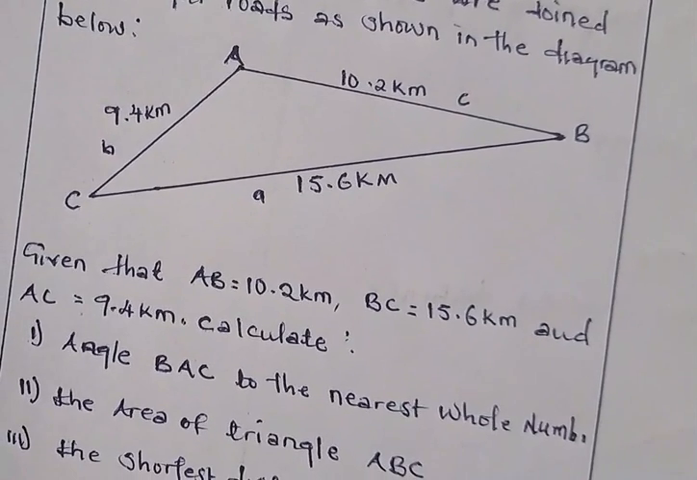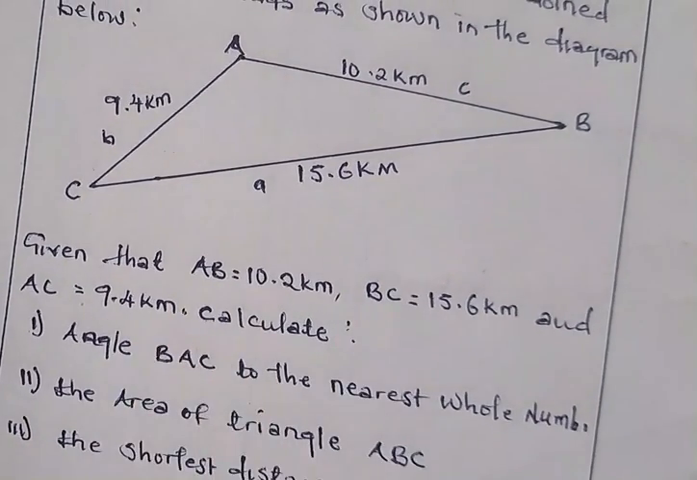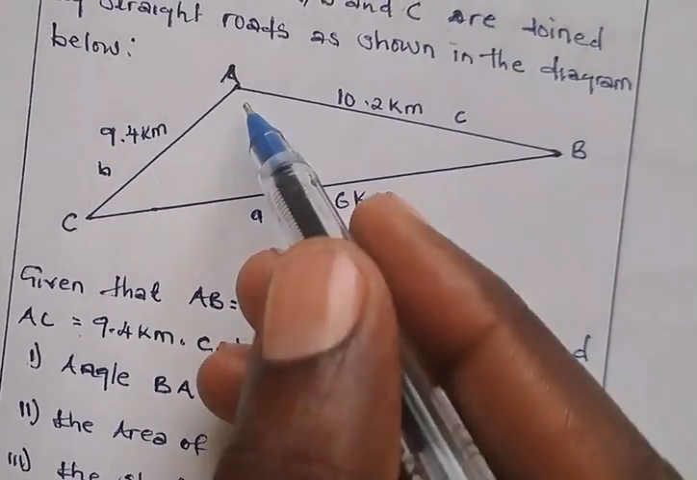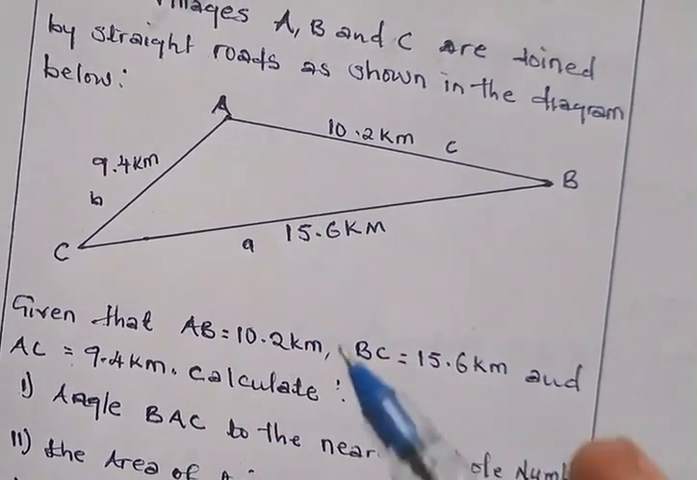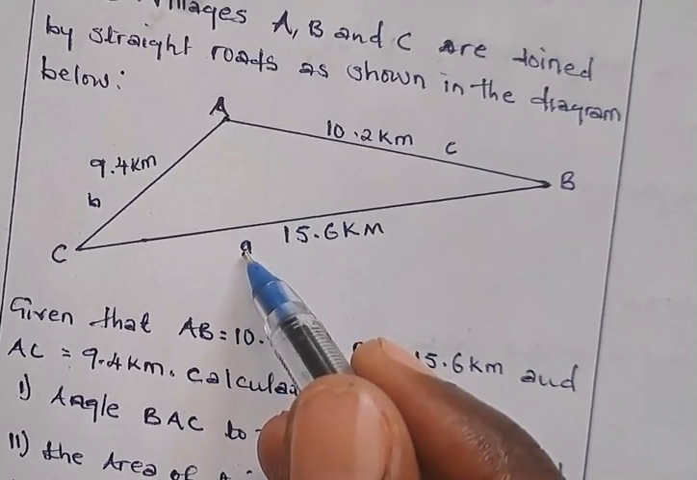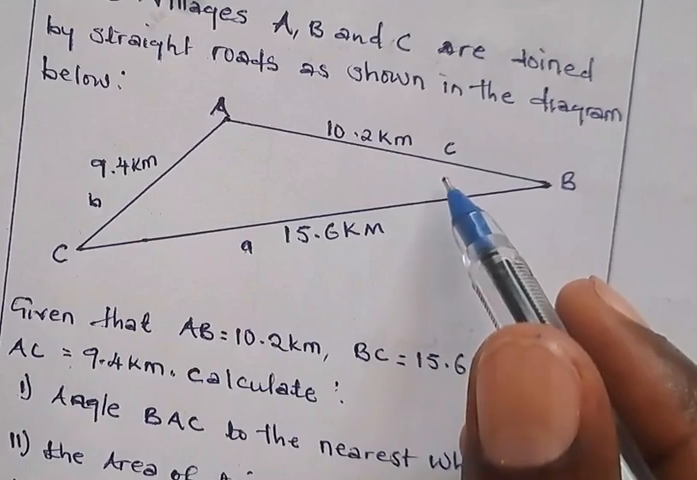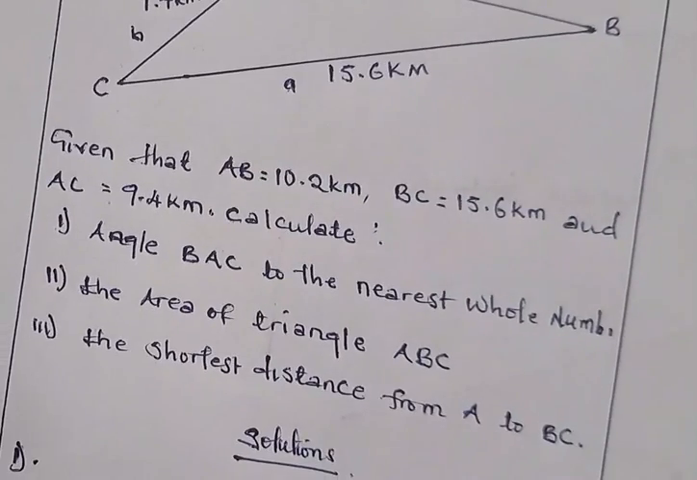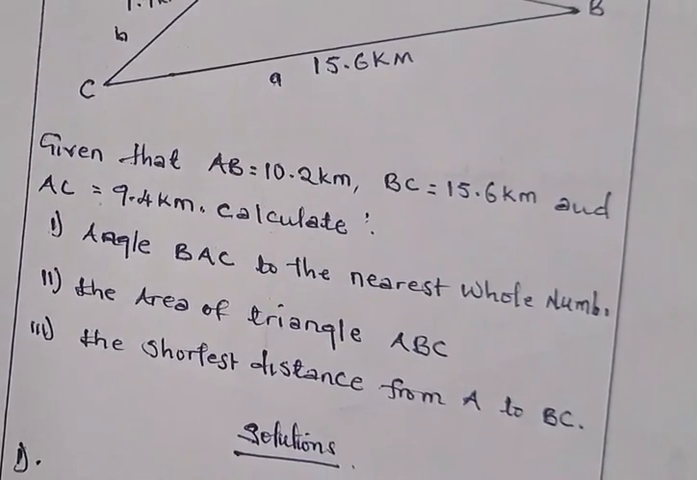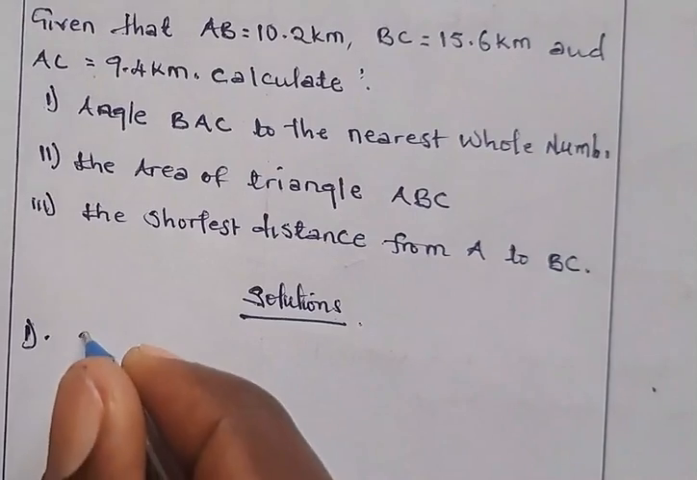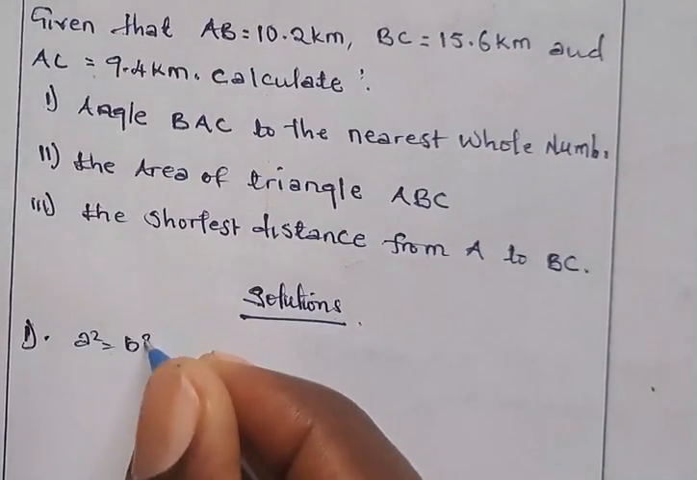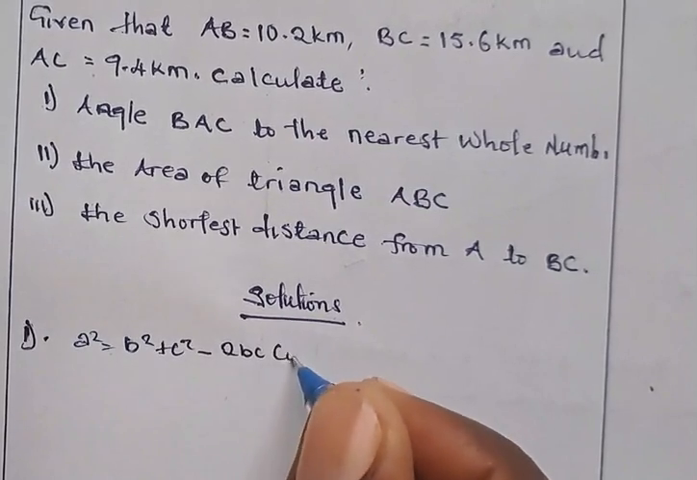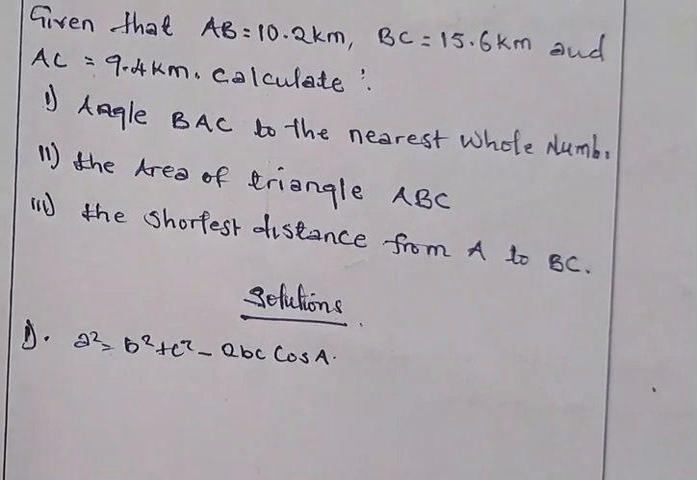So let's start solving now. What is going to work here is our cosine rule. So we're going to use the cosine rule there. Since we're looking for this angle, it will be a squared is equal to b squared plus c squared minus 2bc cosine A. So let's write it. a squared is equal to b squared plus c squared minus 2bc cosine A.